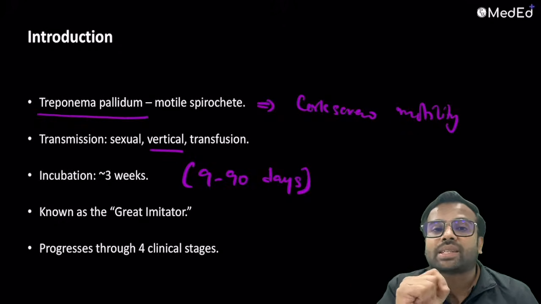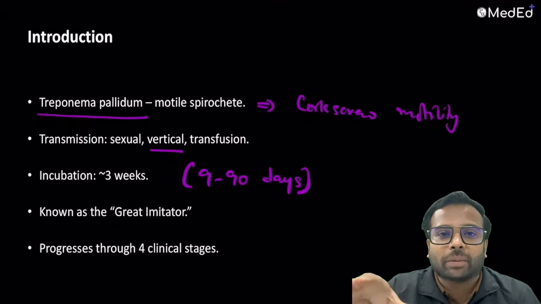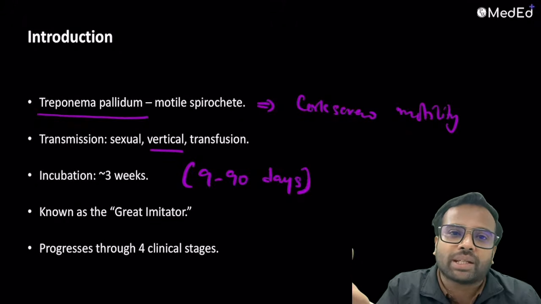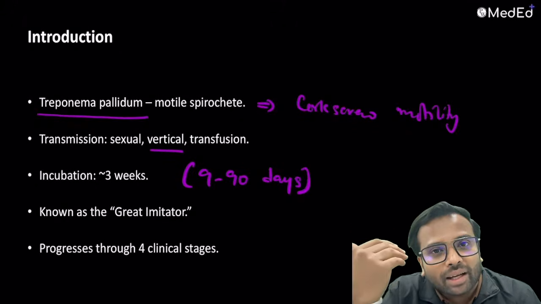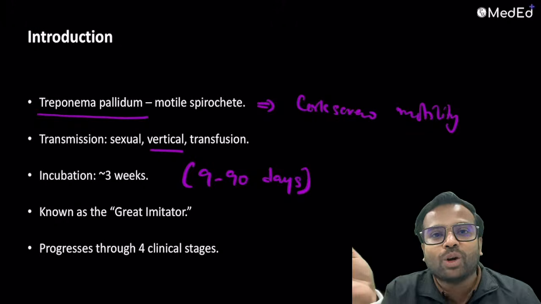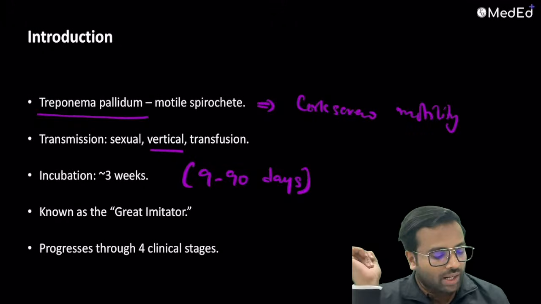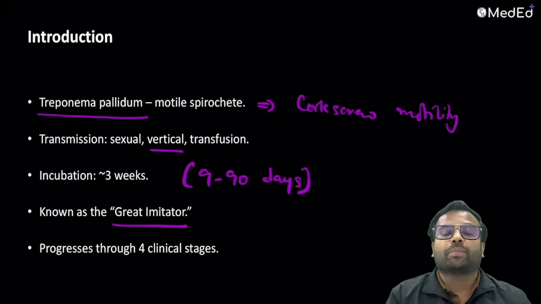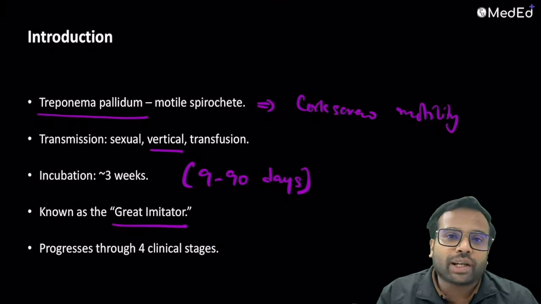This disease has been called a great imitator because it can present in various forms, in different presentations, and most of the time it can guide you to a wrong diagnosis as well. That is why it is called a great imitator, and it progresses through 4 clinical stages.